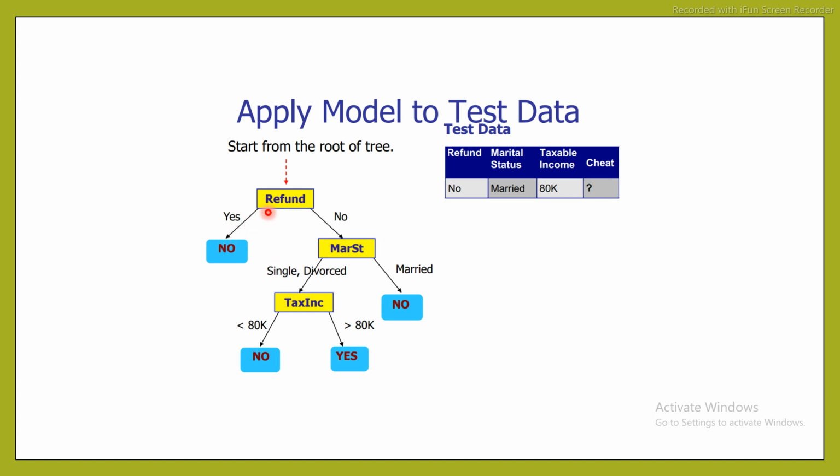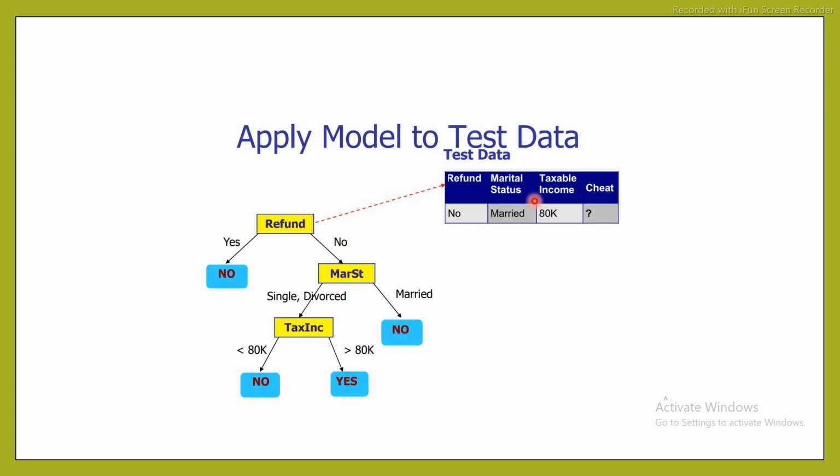So if refund is yes, the chances are high that he is not going to cheat. If he has not refunded, and he is single or divorced, and his taxable income is less than 80K, the chances are high that he is not going to cheat. But if his taxable income is greater than 80K, the chances are higher that he is going to cheat here. And if marital status is married, there is less chance of cheating. So this is just a tree. Based on no refund, married, and 80K, will he cheat or not? That is the case. So this is unseen data, and now we are using the tree to predict whether he will cheat or not.